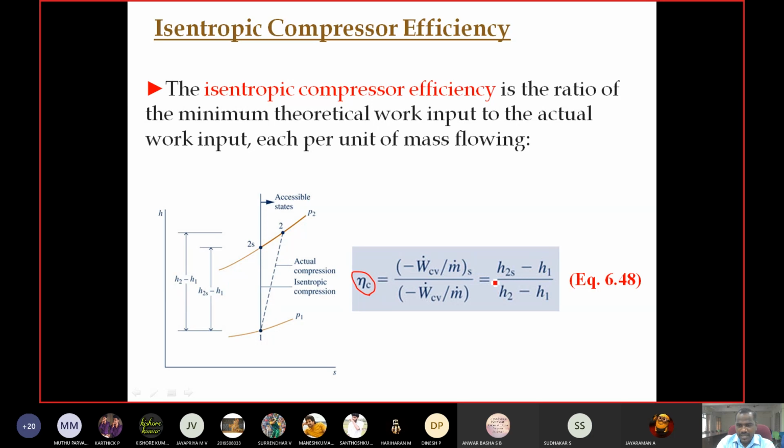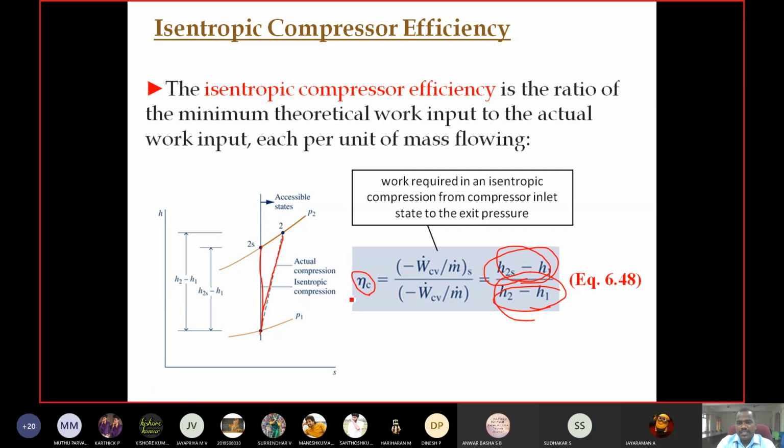So here the given input is H2s minus H1. Then the output will be H2s. So this is your actual output, and actually we gave this input 1 to 2, right? So H2 minus H1 will be the input, then H2s minus H1 will be the output. Because of these two, we can calculate the efficiency of the compressor part alone.